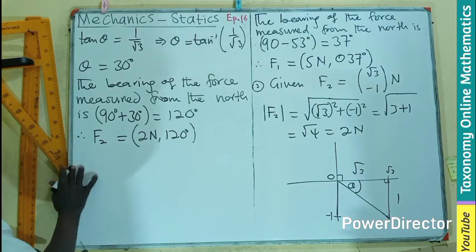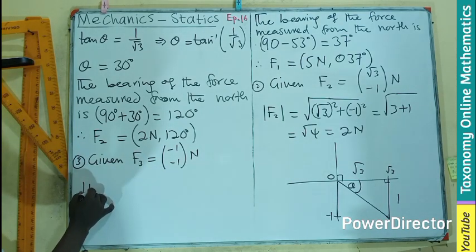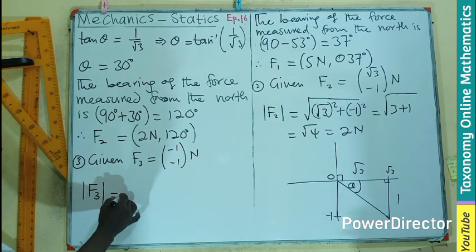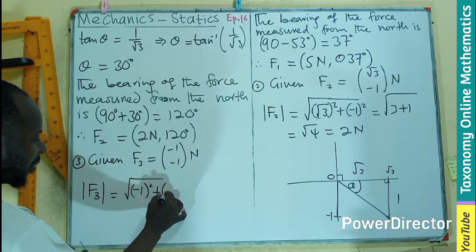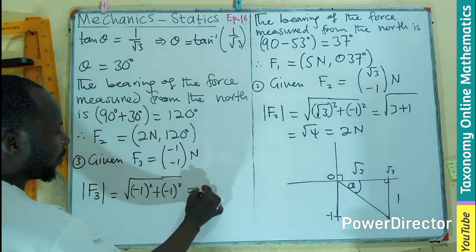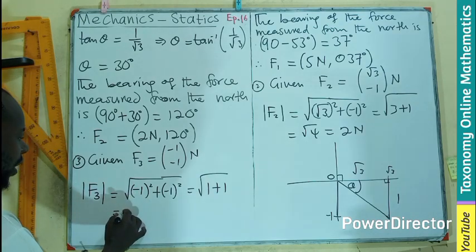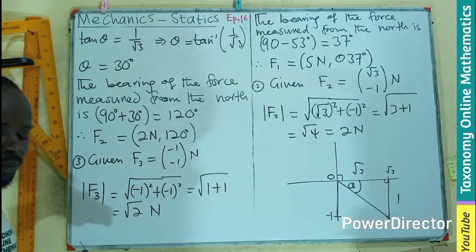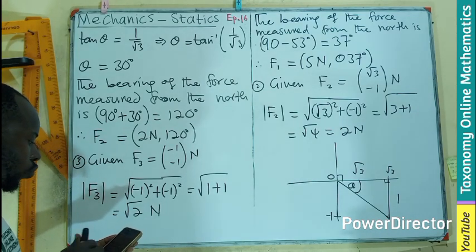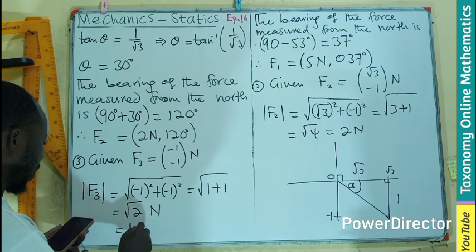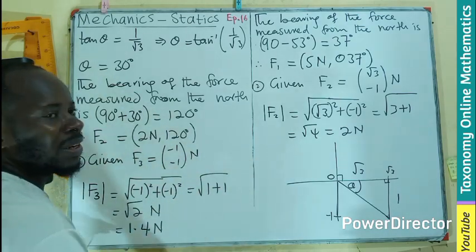So let's see, we have number 3. If we are given this as the force in the vector column, the magnitude will just be the root of -1 square plus -1 square. Remember, if you square a negative number, you get a positive value, plus that will give you the root of 2 Newton. So we can leave it in this form or find that in decimal as what? Root 2, which will give you 1.4 what? Newton. What do I need? I need to find the bearing of that.